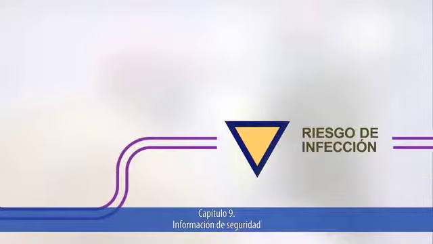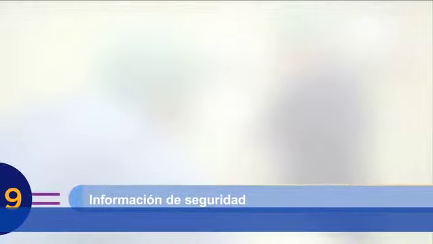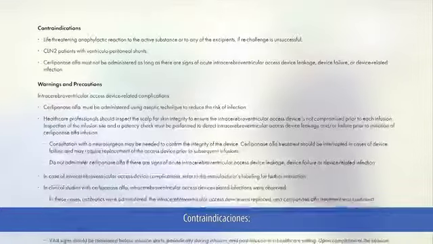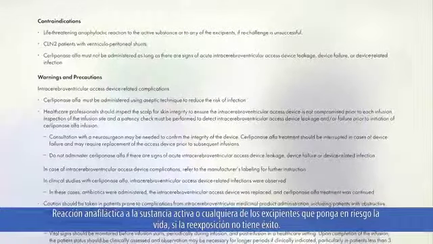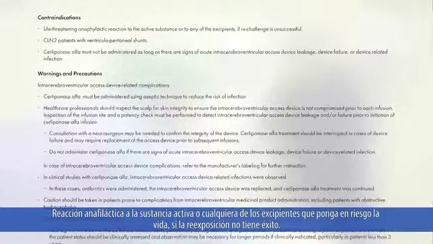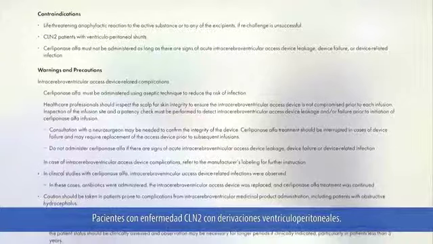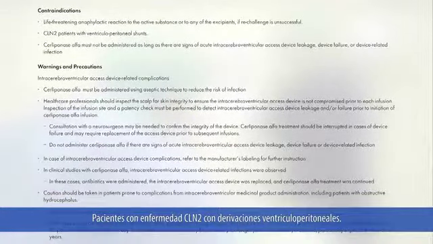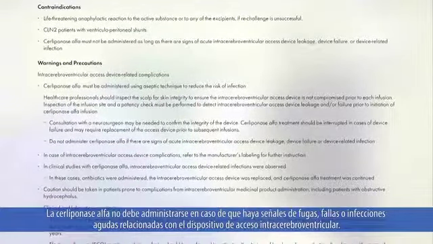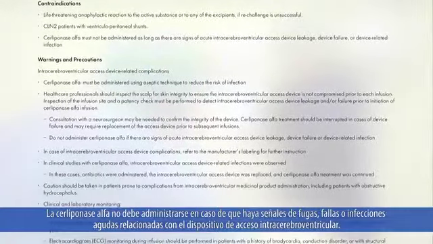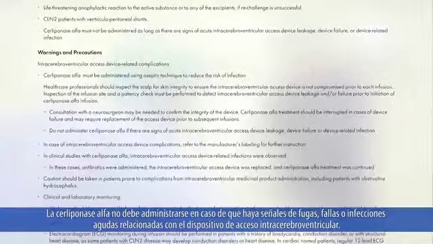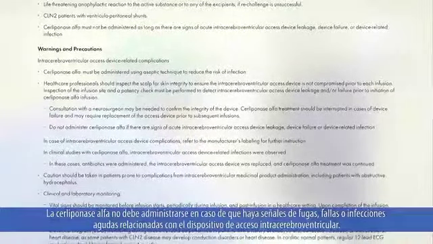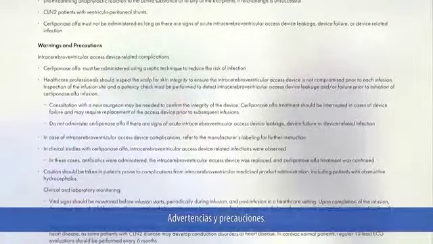Chapter 9. Safety information. Contraindications. Life-threatening anaphylactic reaction to the active substance or to any of the excipients if rechallenge is unsuccessful. CLN2 patients with ventriculoperitoneal shunts. Solipinase alpha must not be administered as long as there are signs of acute intracerebroventricular access device leakage, device failure, or device-related infection. Warnings and precautions.